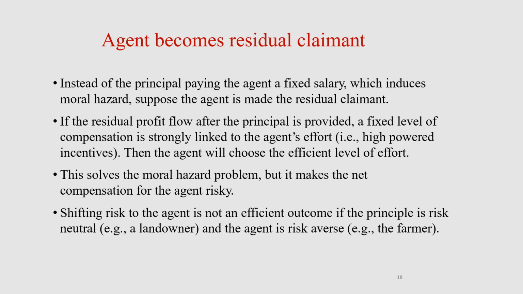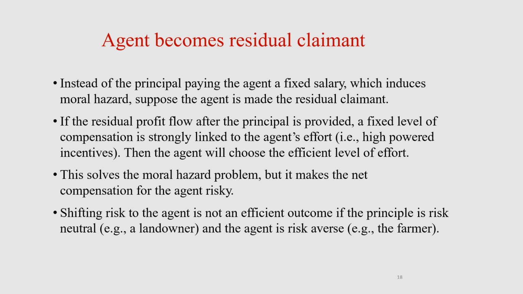Now the agent becoming the residual claimant. Instead of the principal paying the agent a fixed salary, which induces moral hazard, suppose the agent is made the residual claimant. If the residual profit flow from the principal is provided, a fixed level of compensation is strongly linked to the agent's effort. These are high-powered incentives. Then the agent will choose the efficient level of effort, which solves the moral hazard problem, but it makes the net compensation for the agent risky.